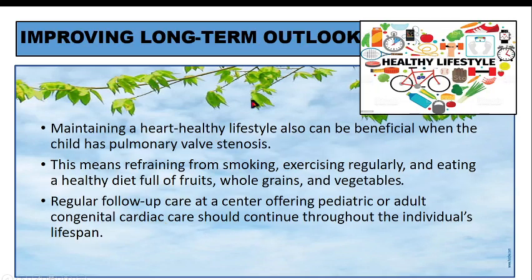Now, how to improve the long-term outlook? You have to maintain a heart-healthy lifestyle, okay? Heart-healthy lifestyle. And what is heart-healthy lifestyle? Refraining from smoking, exercising regularly, eating a healthy diet full of fruits, whole grains and vegetables. And there can be regular follow-up at a center offering pediatric or adult congenital cardiac care and should continue throughout the individual's lifespan. Means every 5 years or every 2 to 5 years, the child has to get himself or herself examined by the doctor to find out whether there are further issues with the pulmonary artery.